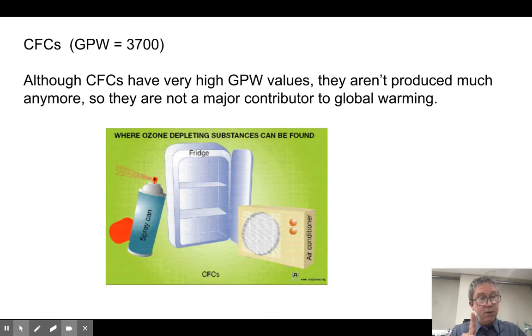CFCs, in College Board terms, that's the one completely artificial greenhouse gas. They have very high values, like in the thousands, right? But the good news is that we don't really use them for refrigerators and air conditioners and spray cans and the production of foams anymore. So we used to do that, and it was really bad. Now you should remember that global warming and ozone depletion are two totally separate things. One molecule contributes to both of those, but the effects are separate from each other.